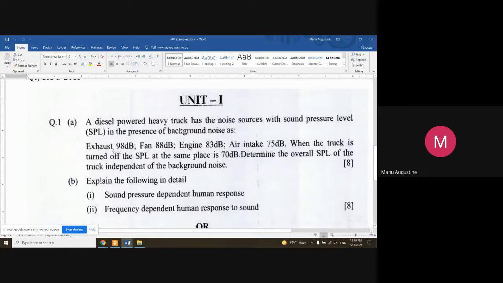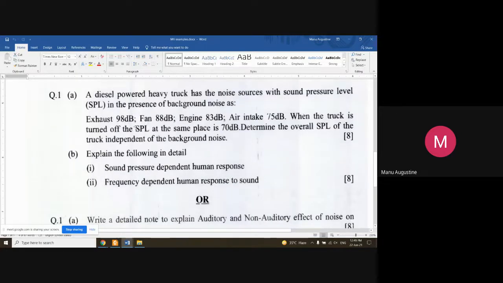So this is saying that a diesel power truck is composed of these components basically. Okay. So exhaust, fan, engine, air intake. These are the main components of the truck that produce a lot of noise. And the question here, this is a very important part that you have to understand. The noise sources with sound pressure level in the presence of background noise. So basically what these data are indicating are not the pure voice coming from exhaust.